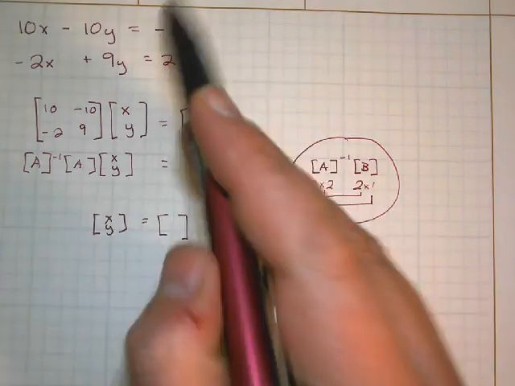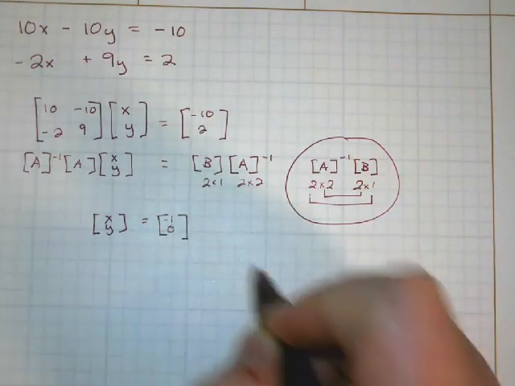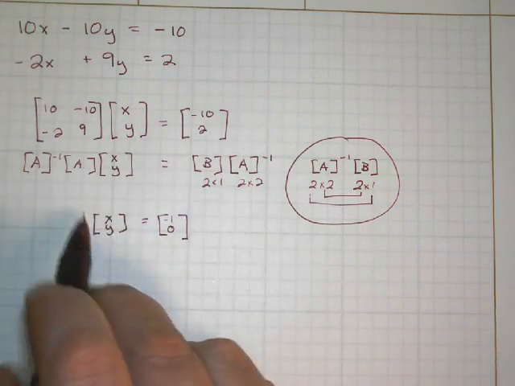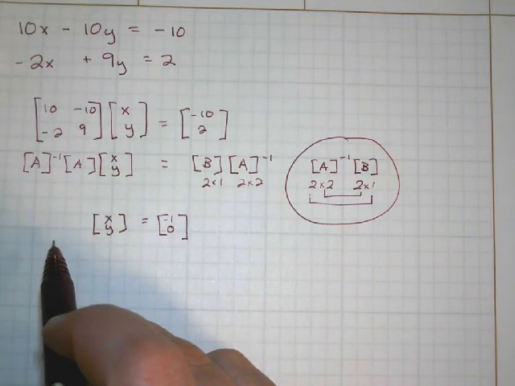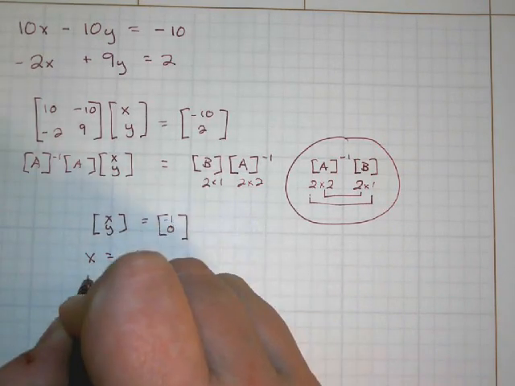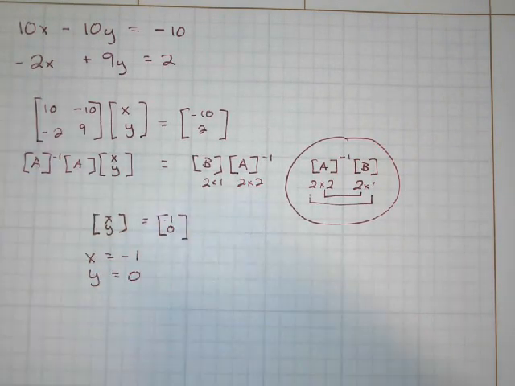That is my answer matrix here, which means that the values of x and y that make this system of equations up here true is going to be x equals negative 1 and y equals 0.